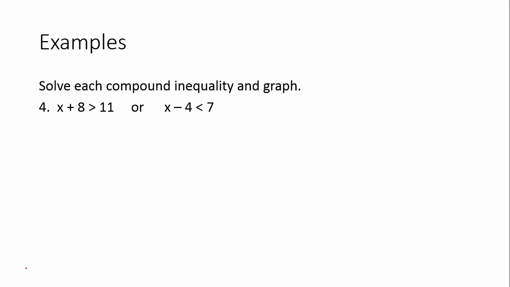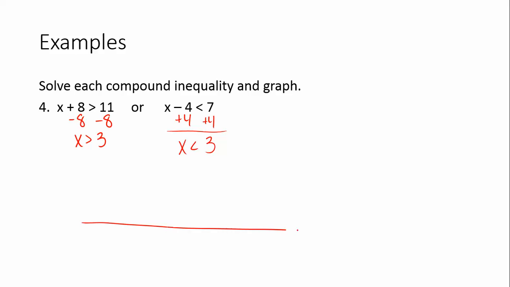Let's look at another one. We still have an or inequality, so we want to solve each one individually. So we have x is greater than 3, or if we add 4, we have x is less than 3. So let's look at the first one. We have the number 3. We're talking about all values that are greater than 3 this way.